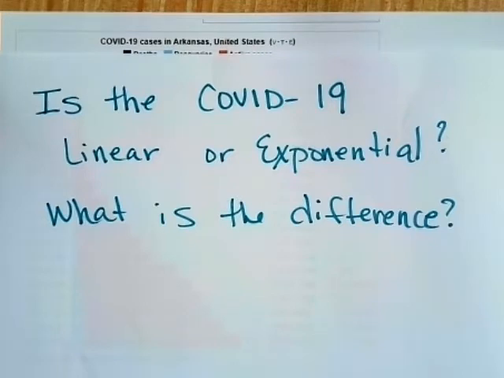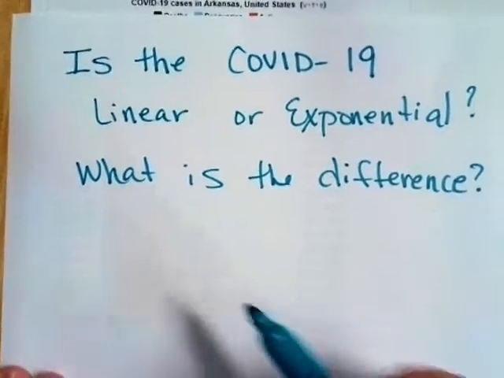Okay, guys, the first thing I want to talk about today is the question: is COVID-19 behaving like a linear or an exponential function, and what's the difference? If you've been in Algebra 1 this year, then you know that we've studied linear systems, but we've also studied linear equations. A linear equation has a slope and a y-intercept.